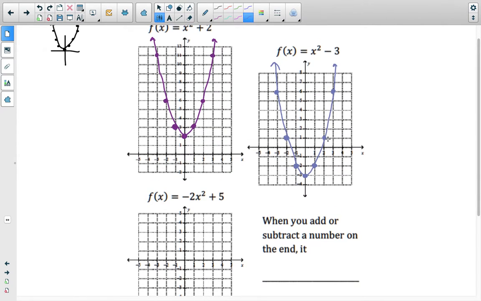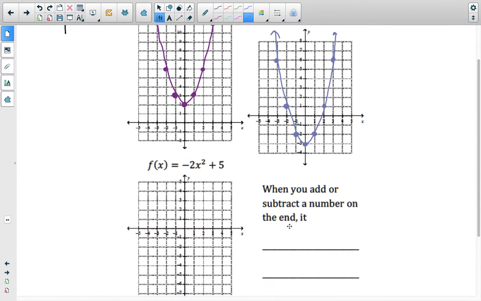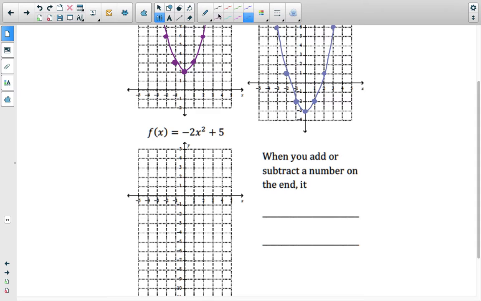So when you add or subtract a number on the end, where your constant is, it looks like the graph moves up or down. So it moves up when you're adding a C value, and it moves down when you're subtracting a C value, when your constant is positive or negative.